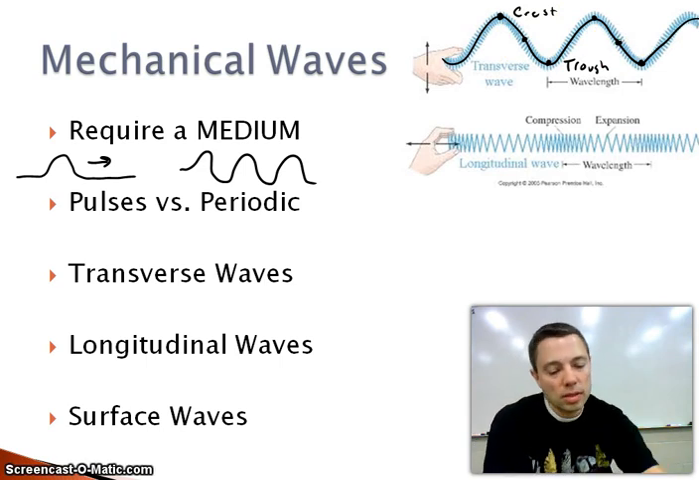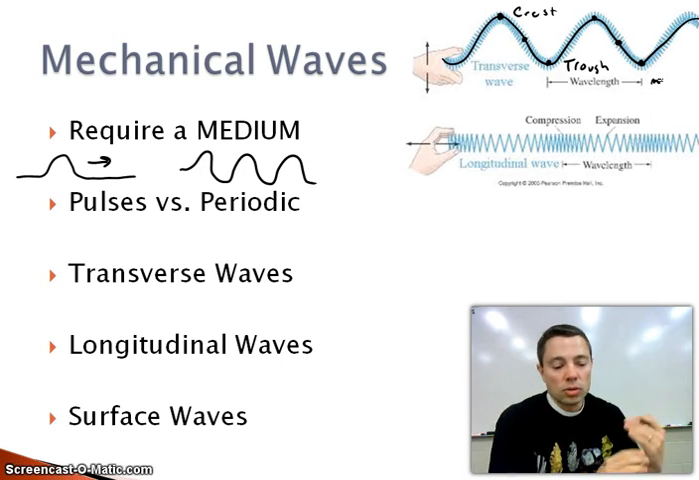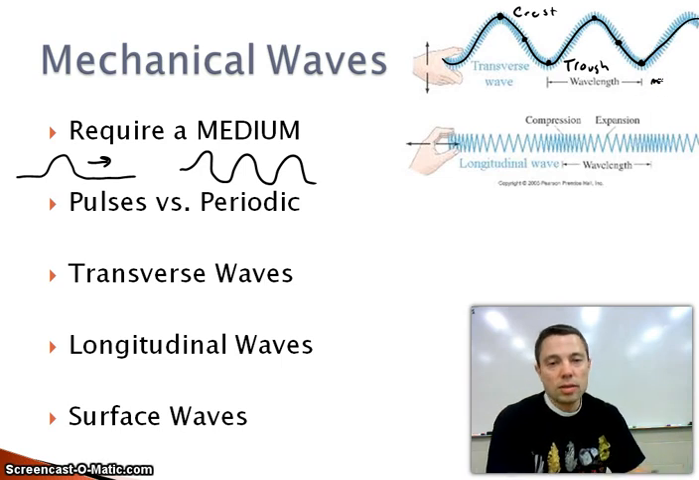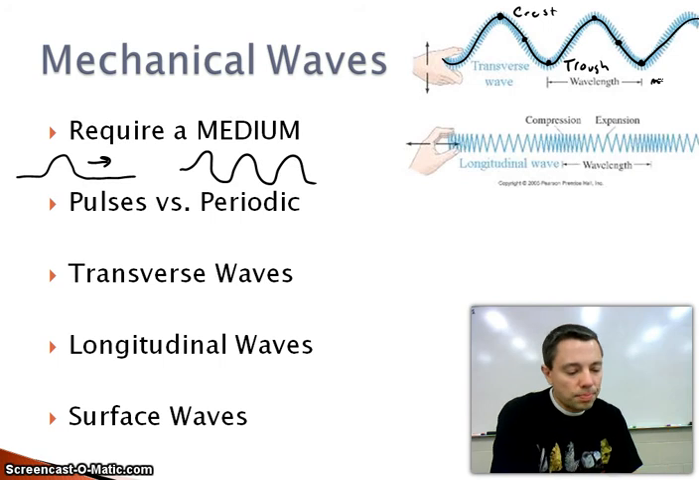Okay, wavelength is a distance measured in meters. And that's an important thing to know, because we always like to know about lengths, and then we like to know about times, and that gets us into speed, which is kind of coming up here.